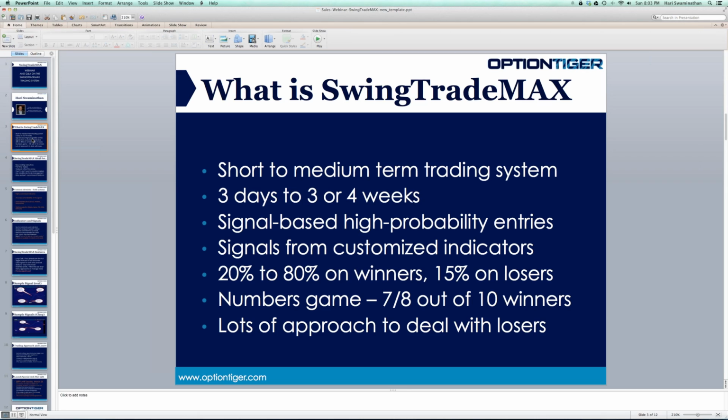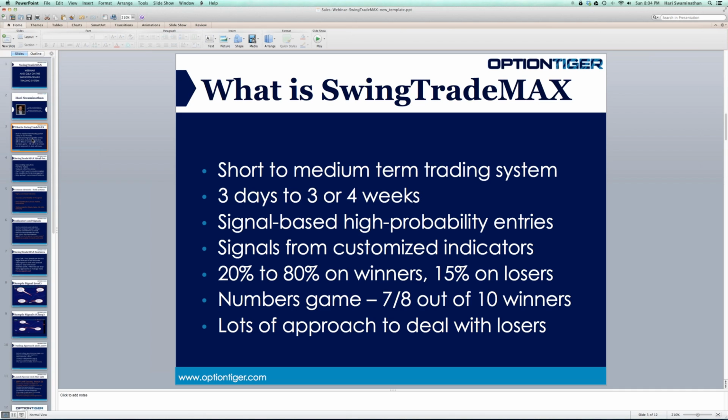There's nothing on the planet that can give you a 100% win rate. And so, what we want to do on the losers is to institute some very core risk management principles. And if we do that properly, we are containing our losers to about 15% loss. And if we can get 7 to 8 winners out of 10, then you can see this becomes a numbers game. We make money in two ways.